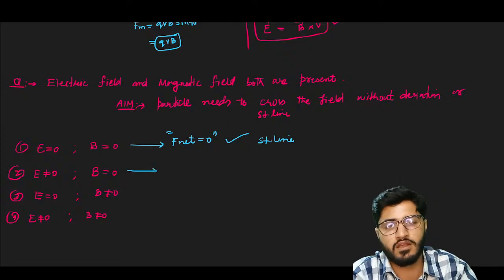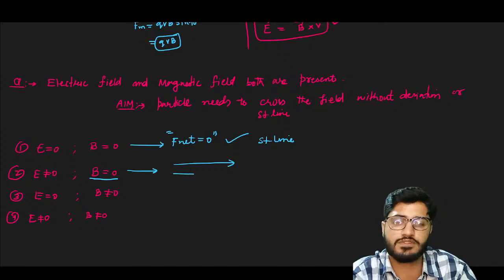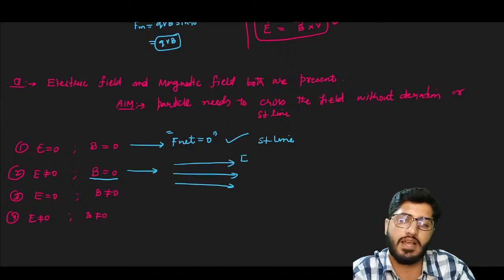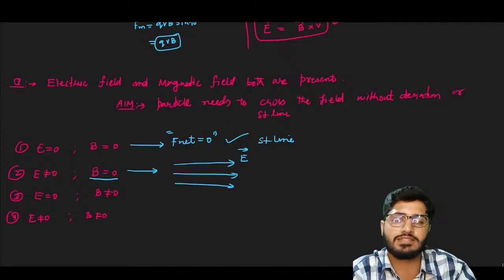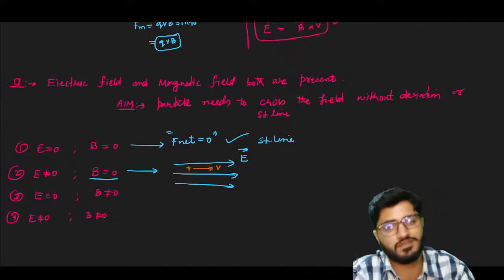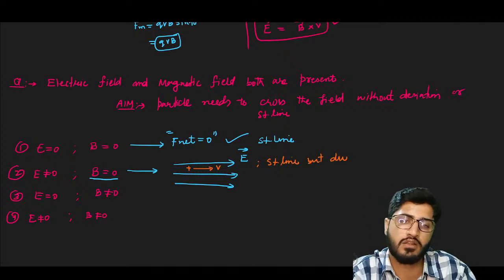Second, magnetic force is 0 but electric is not. Let us suppose my electric field is in this way. Suppose now this represents my electric field, and my charged particle is positive and it is going in this way, with velocity. So what will happen? Particle will go in a straight line, but due to this force, speed will increase.